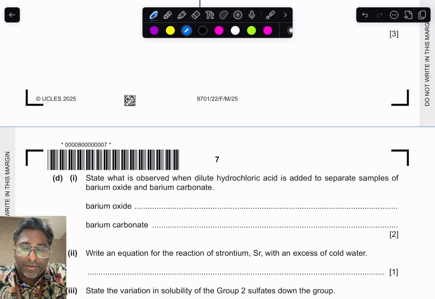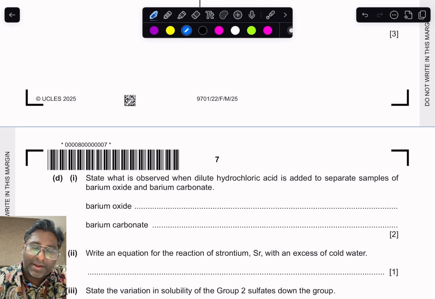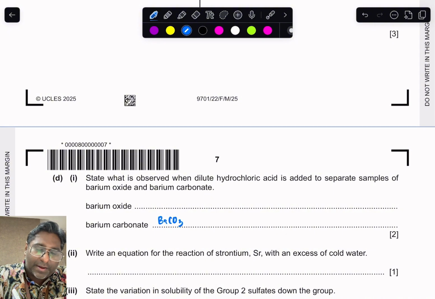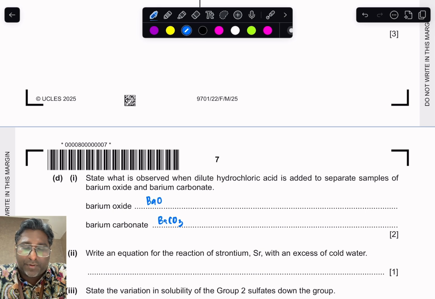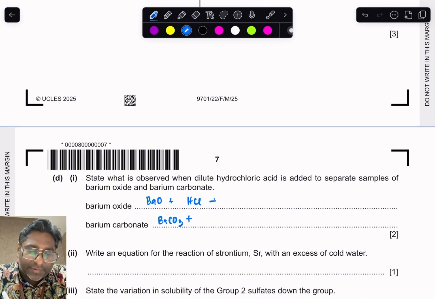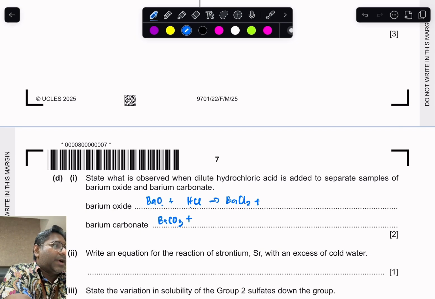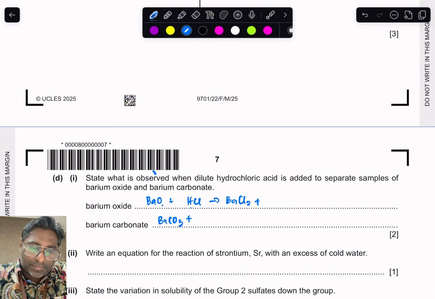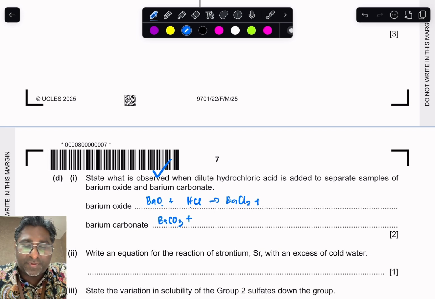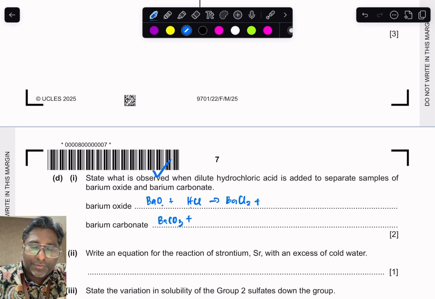Now state what is observed when hydrochloric acid is added to barium oxide and barium carbonate. Group 2 oxides are basic oxides, so they can react with acid. You will get barium chloride plus water. State what is observed, so we want to know what you see. For this one, the equation doesn't matter.